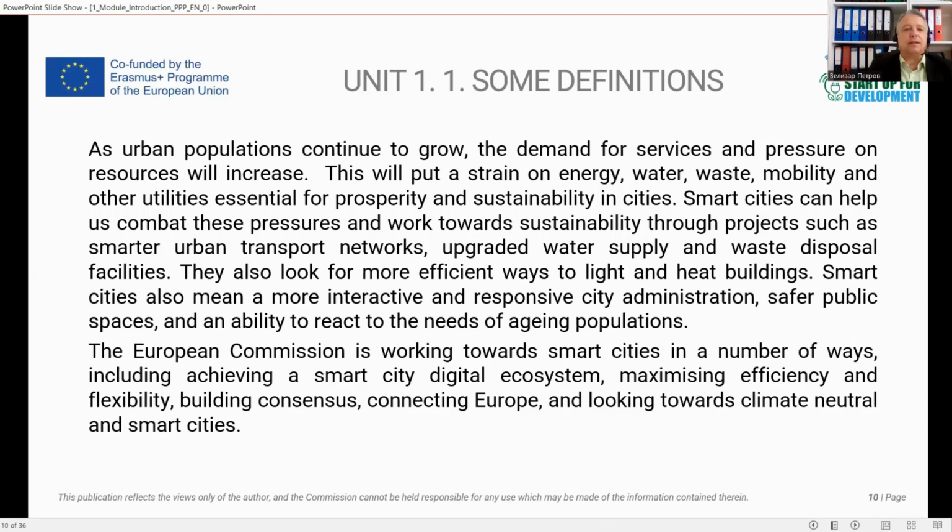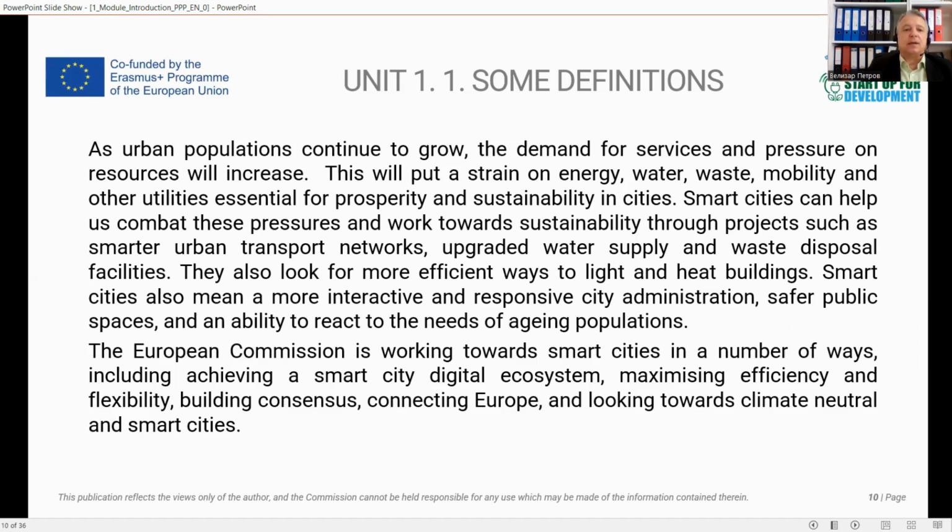As urban populations continue to grow, the demand for services and pressure on resources will increase. This will put a strain on energy, water, waste, mobility, and other utilities essential for prosperity and sustainability in cities. Smart cities can help us combat these pressures and work towards sustainability through projects such as smart urban transport networks, upgraded water supply, and waste disposal facilities. They also look for more efficient ways to light and heat buildings.